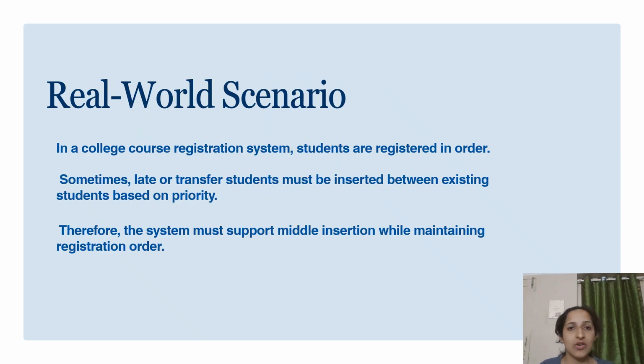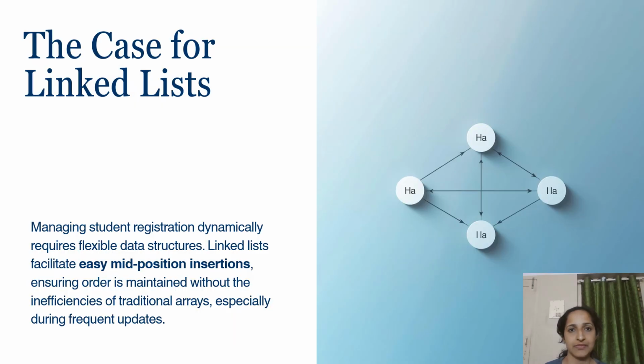Consider a typical college course registration system where students are registered in the order they apply. However, reality is rarely a perfect line. We often have late applicants or transfer students who must be inserted between existing students based on specific priorities. Because of this, the system must be flexible enough to support middle insertion without breaking the existing registration order.